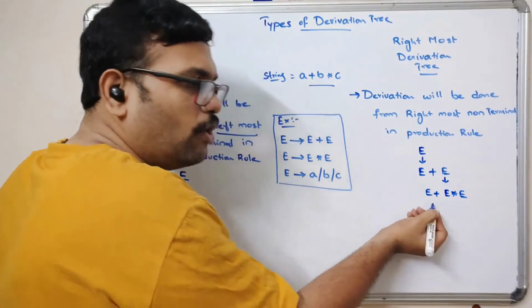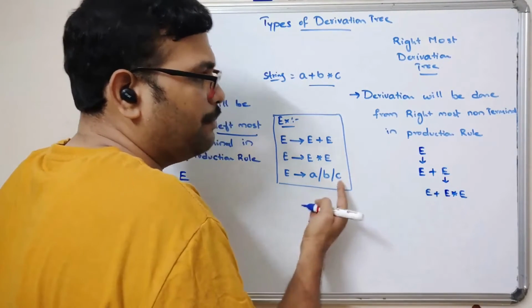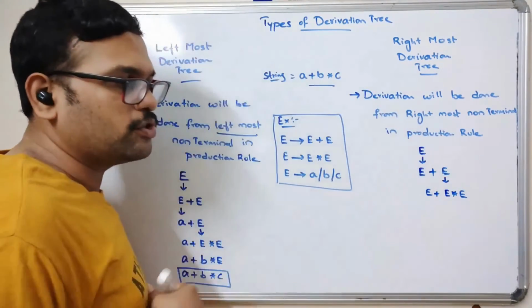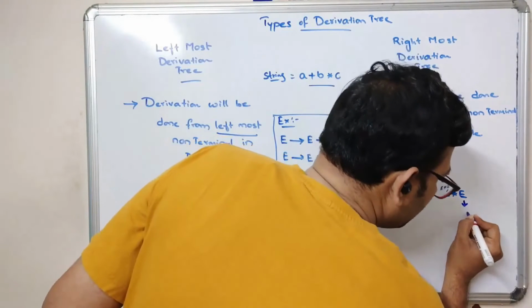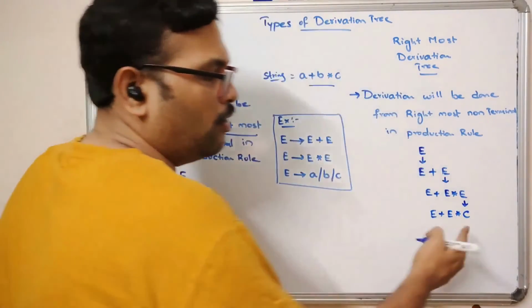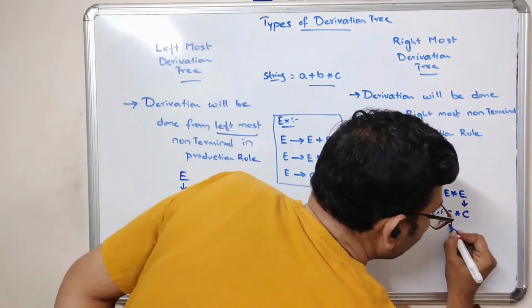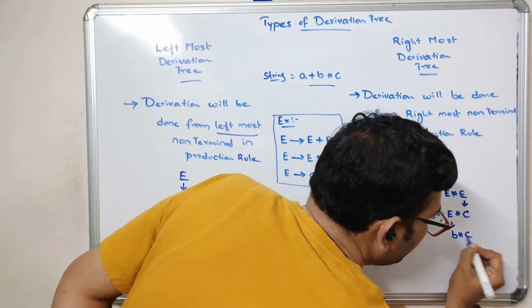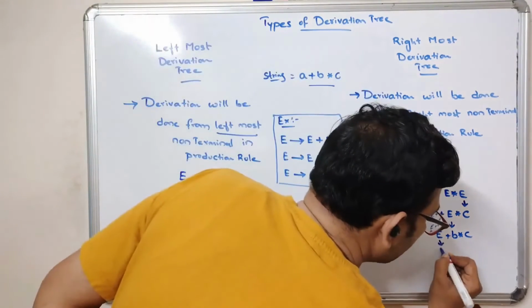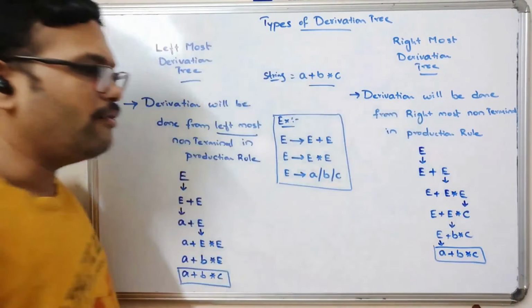Now, what is the next thing? Again, we have three non-terminals, right? Among these three non-terminals, we have to substitute the non-terminal from the rightmost. So what is the rightmost non-terminal? This one. So just give here C into E plus E. Now among these two, what is the next non-terminal? Rightmost means this one. So substitute here B into C plus E. Now what is the rightmost non-terminal? Only one non-terminal is here. So we can substitute here A plus B into C. So you can observe here, we have derived the same thing.